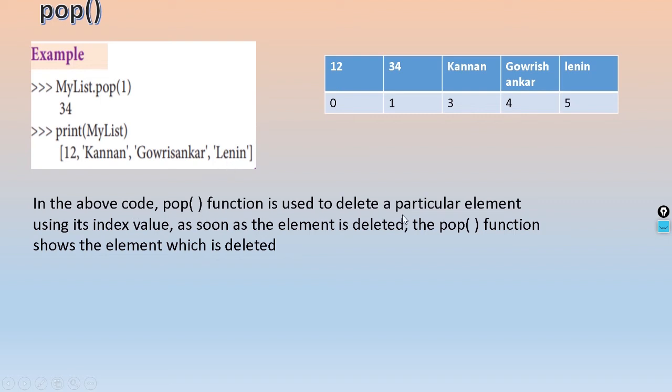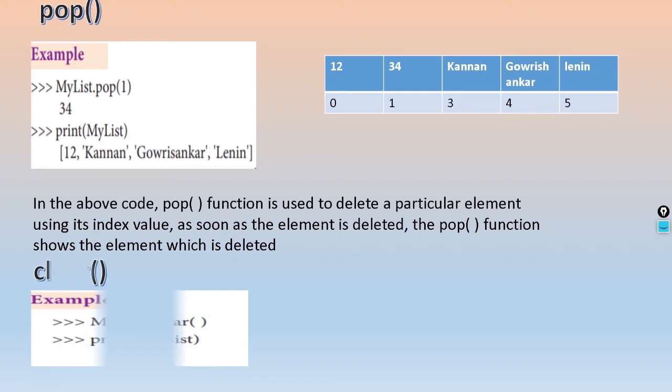So the pop function is used to delete a particular element using its index value. As soon as the element is deleted, the pop function shows the element which is deleted. So it not only deletes the element, it also shows which element is deleted, because we are specifying only the index.